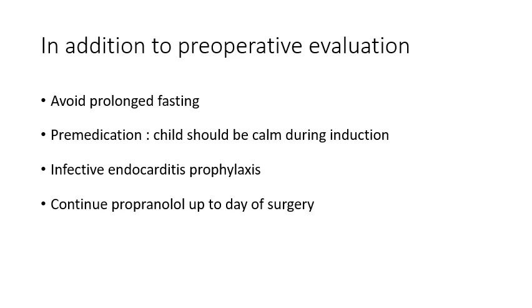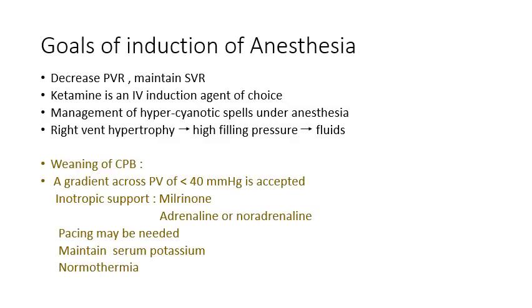In addition to the preoperative evaluation previously discussed, avoid prolonged fasting. Premedication should be used. The child should be calm during induction of anesthesia. Give infective endocarditis prophylaxis. Continue propranolol up to the day of surgery. The main goals of induction of anesthesia in repair of Fallot are to decrease the pulmonary vascular resistance and maintain the systemic vascular resistance. Also avoid tachycardia and infundibular spasm. Ketamine is the IV induction agent of choice as it increases systemic vascular resistance.